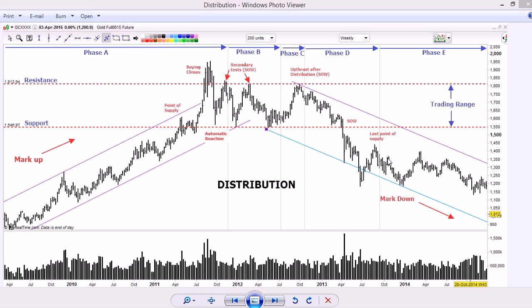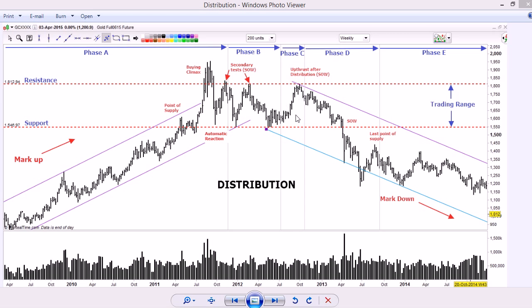And in phase B, we start seeing some secondary testing of these highs, where the price is moving up and failing miserably to get any higher. It's also defining the trading range in phase B as well. And we can see the support areas down here, and it's building this cause for lower prices again.